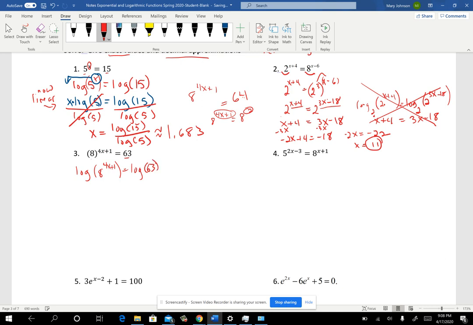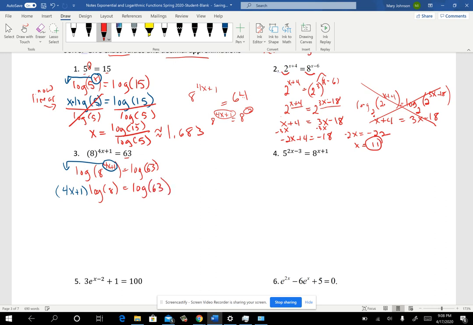All right, then this exponent, using property 3, can come down in front. I want to see that step. I don't want you skipping to the finale here, okay? And then what's left after you bring that down is the log of 8 equals the log of 63, okay?